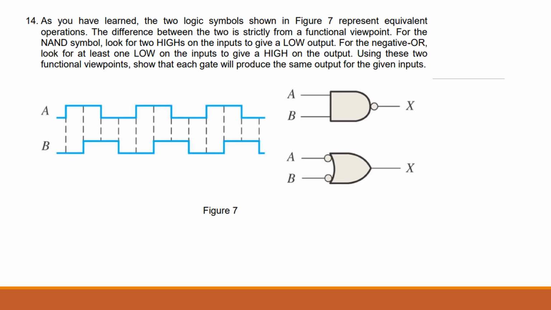Last one. You have to prove that these two are the same. So you can prove in different ways. You can draw the truth table. Can you draw the truth table for these two? So truth table for the first one, you have A, B, and then it is going through a NOT, isn't it? So you can have X bar and X.